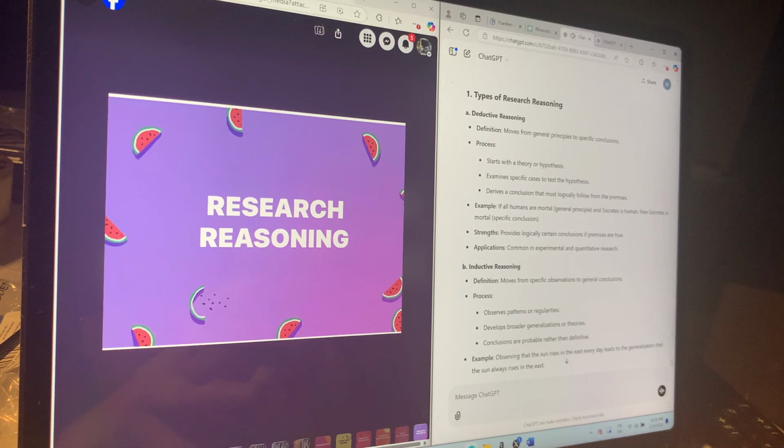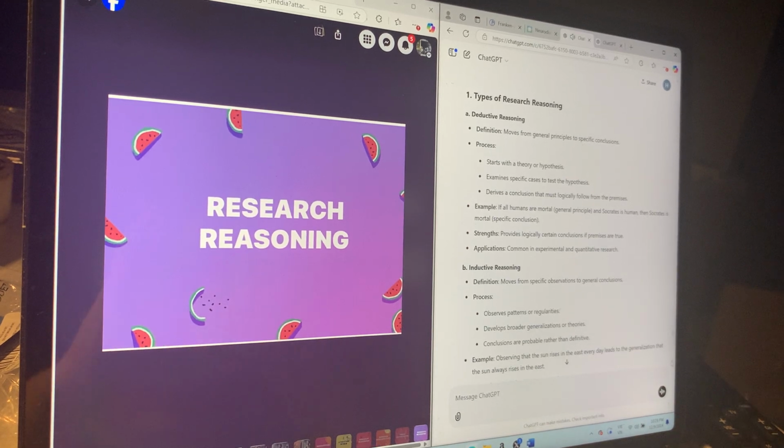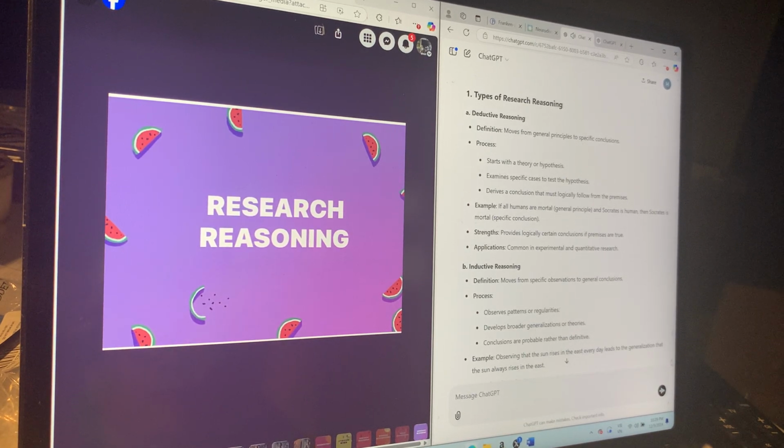A. Deductive reasoning. Definition: moves from general principles to specific conclusions. Process: starts with a theory or hypothesis, examines specific cases to test the hypothesis, derives a conclusion that must logically follow from the premises. Example: if all humans are mortal, general principle, and Socrates is human, then Socrates is mortal, specific conclusion. Strengths: provides logically certain conclusions if premises are true. Applications: common in experimental and quantitative research.